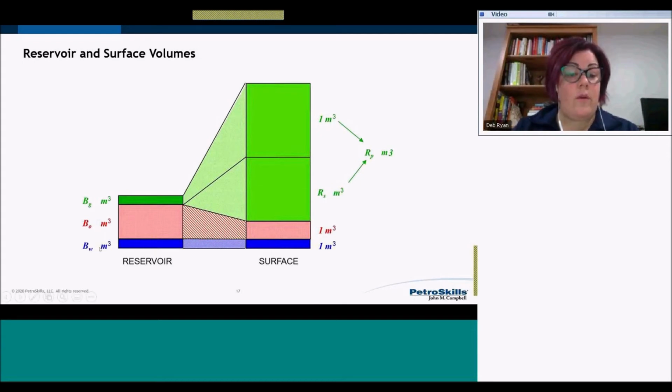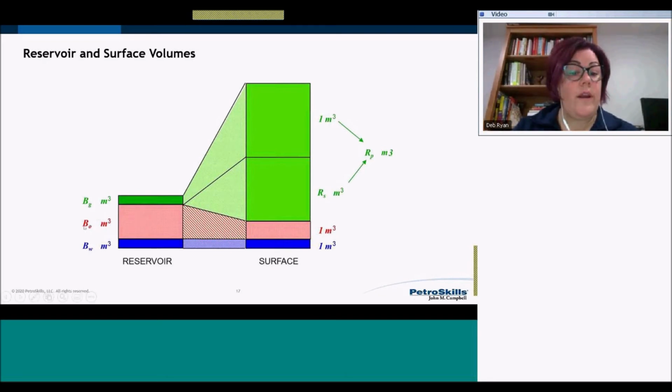Down the bottom here for our water, our formation volume of water, which is for the most part usually 1, because water is fairly incompressible. Usually 1 meter cubed or 1 barrel of water in the reservoir is close to 1 meter cubed of water at surface. So you can see here the volume change in water from reservoir to surface is essentially constant.